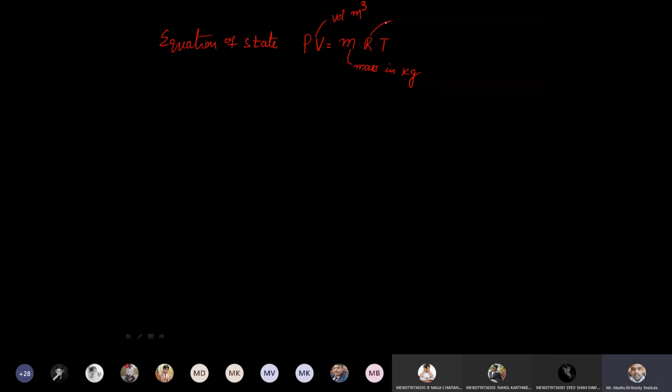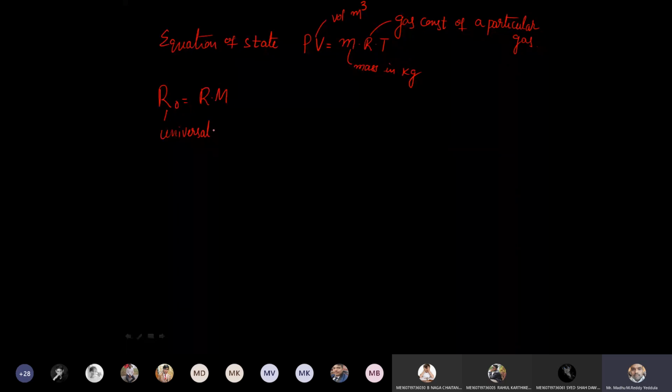What about R? What is the meaning of R? It is not the universal gas constant. It is the gas constant of a particular gas. We remember, it is the gas constant of a particular gas. So it is not the universal gas constant, because the universal gas constant R naught is equal to the gas constant multiplied by the molar mass or molecular mass.